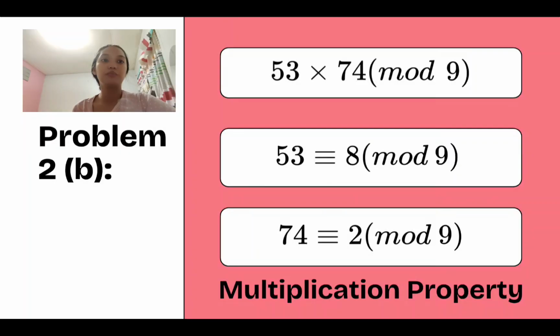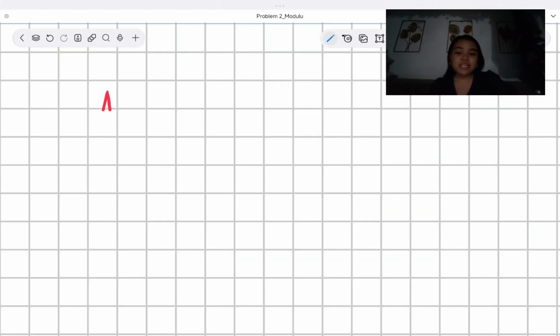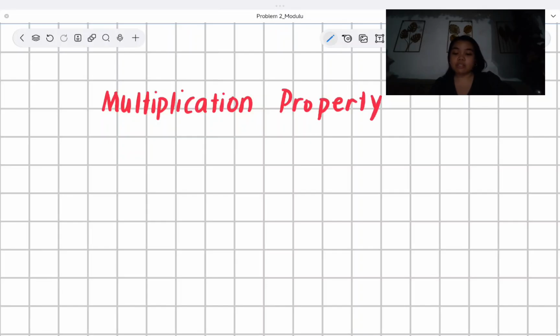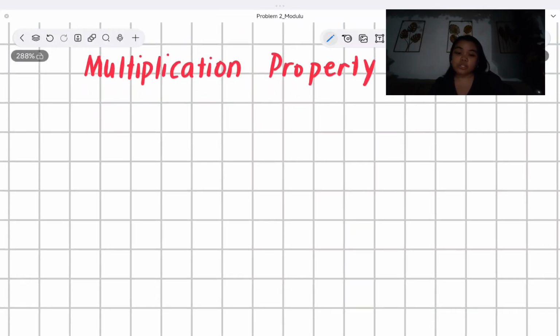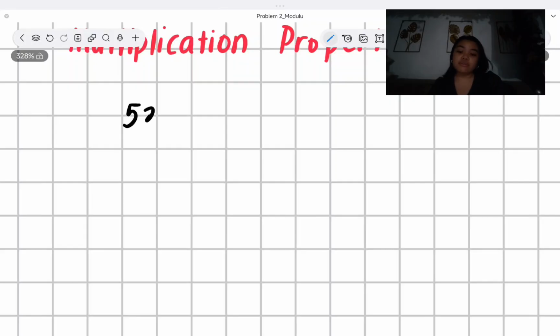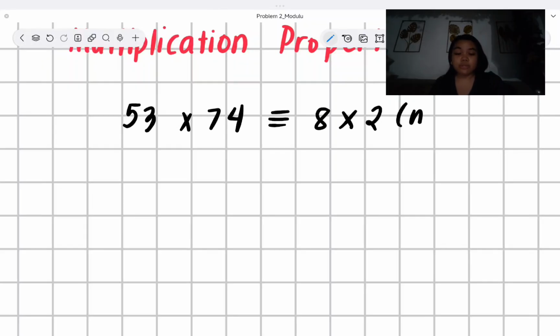Now, for the next part, allow our duo to discuss it. Since Rian set up the problem perfectly, I will apply the multiplication property of congruence to find the solution. The property tells us we can multiply the remainders to find the remainder of the product. I substitute the smaller congruent values, so 53 times 74 is congruent to 8 times 2 modulo 9.